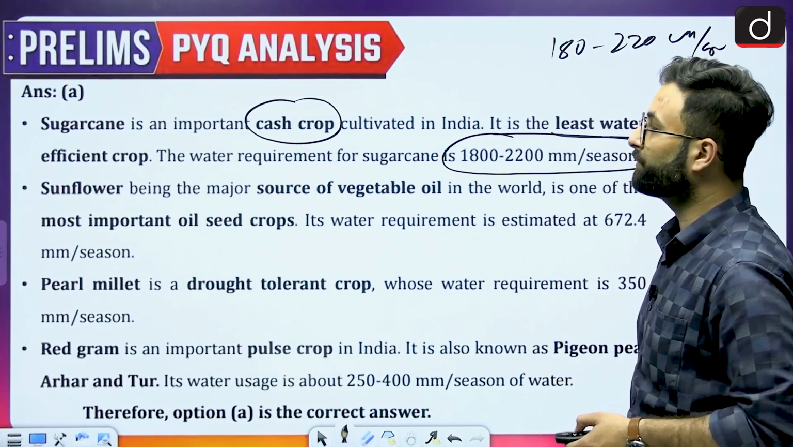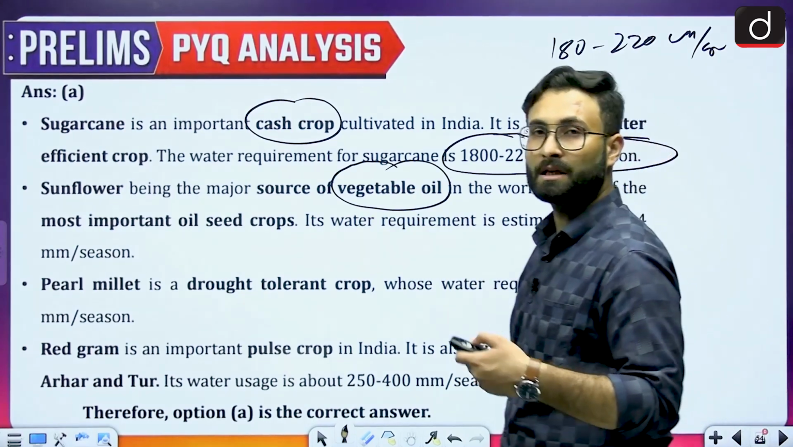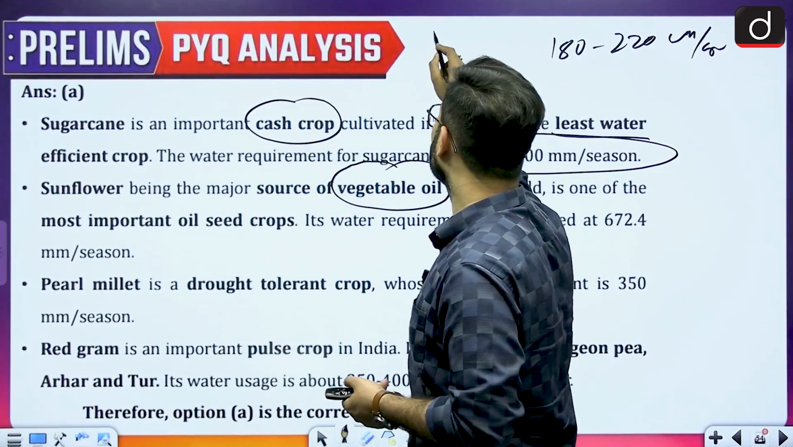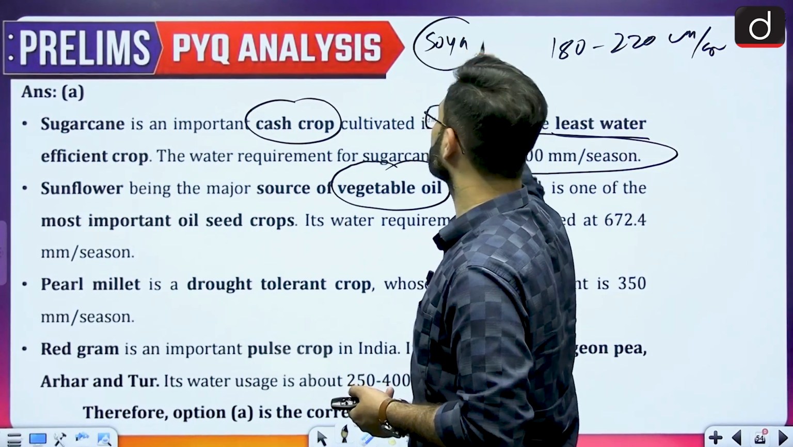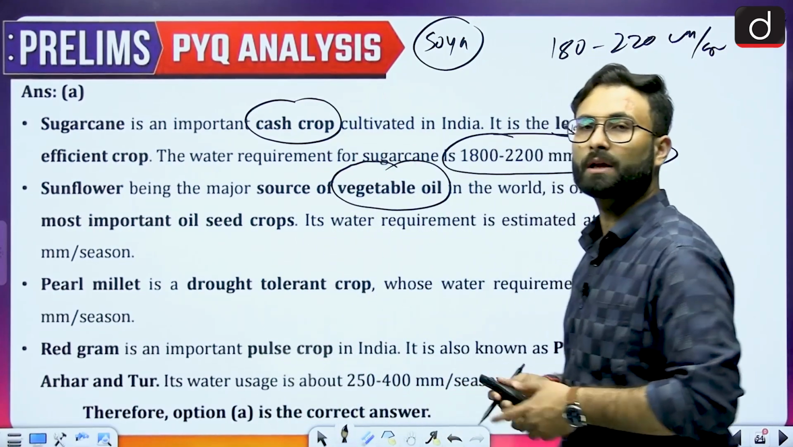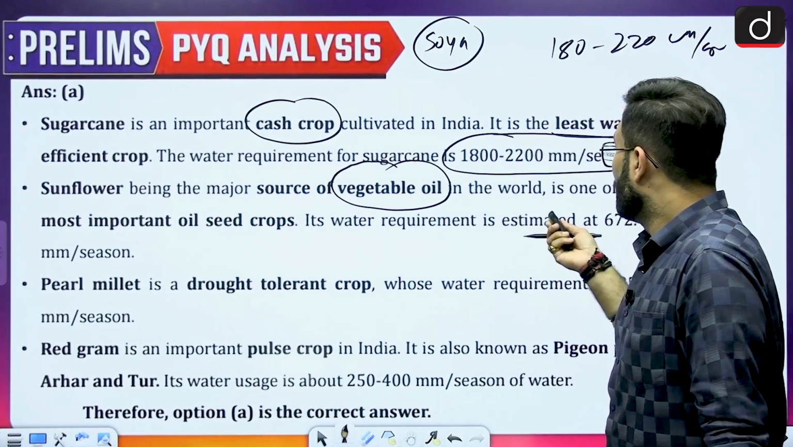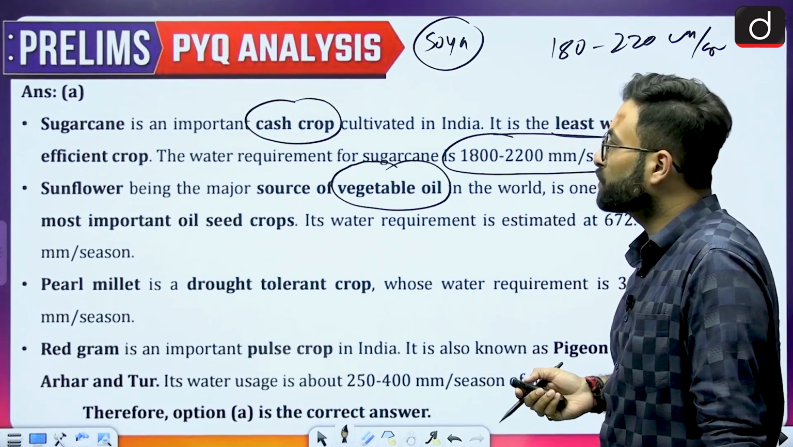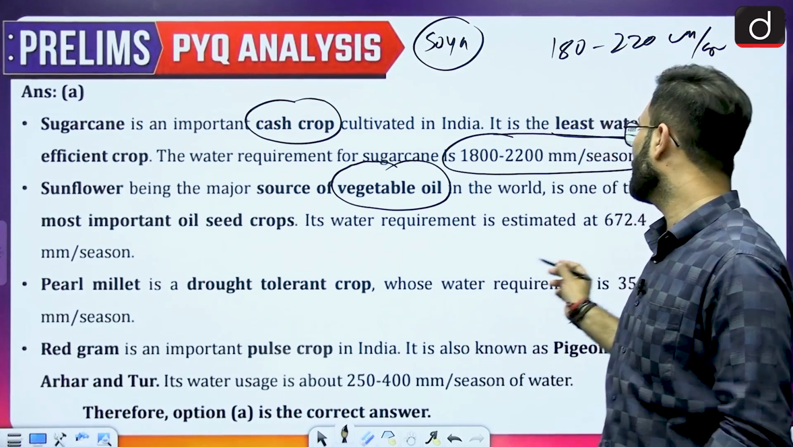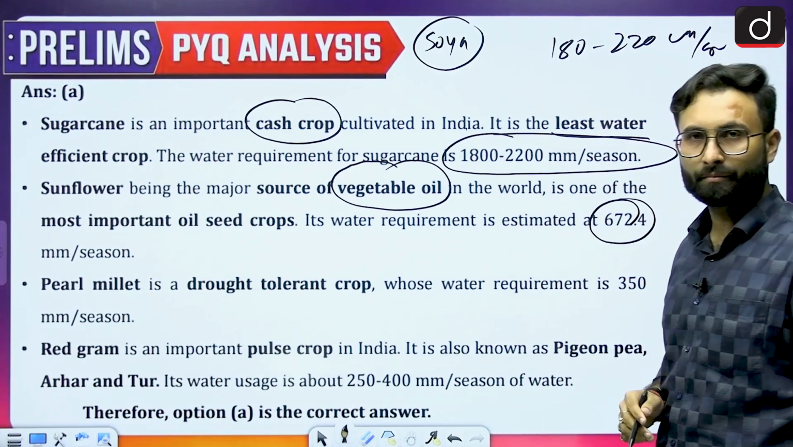Sunflower is a major source of vegetable oil, and when we talk about vegetable oil, India is quite import dependent. The other vegetable oil is soya oil. Soya bean is produced by Madhya Pradesh, which is why it is also known as the soya state of India. That is something you should remember, and it is one of the most important oilseed crops in India. Its water requirement is lesser than sugarcane, that is 672 mm per season.